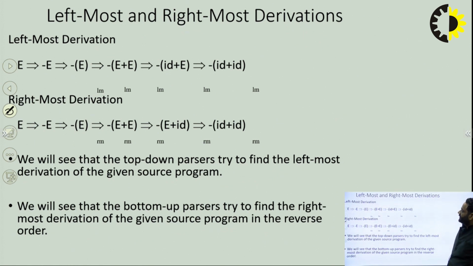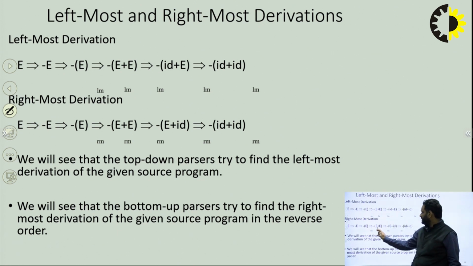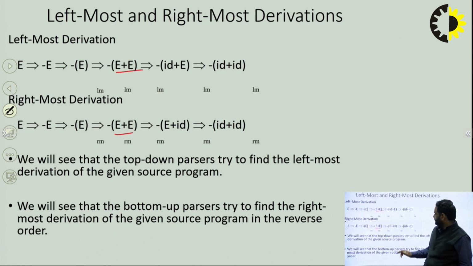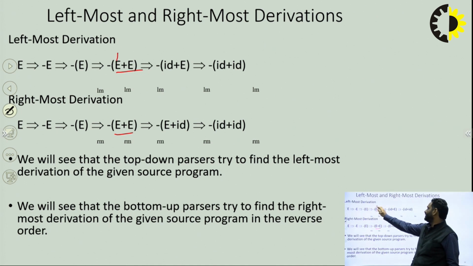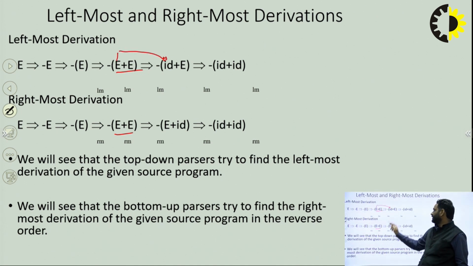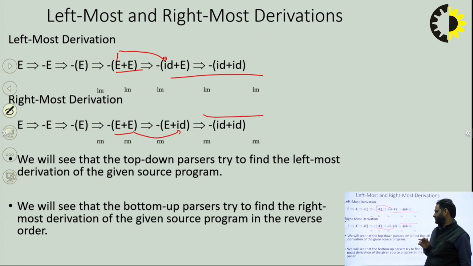In the next, we have leftmost and rightmost derivation example. You can see up to here almost seems the same. Here we are using the leftmost variable and here we are using the rightmost variable. So this is known to be leftmost derivation and this is rightmost derivation. Again, we will see that the top-down parsers try to find the leftmost derivation of the given source program, and we will see that the bottom-up parsers try to find the rightmost derivation of the given source program.